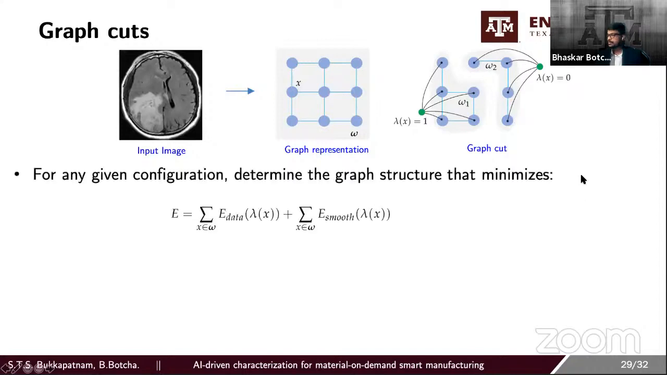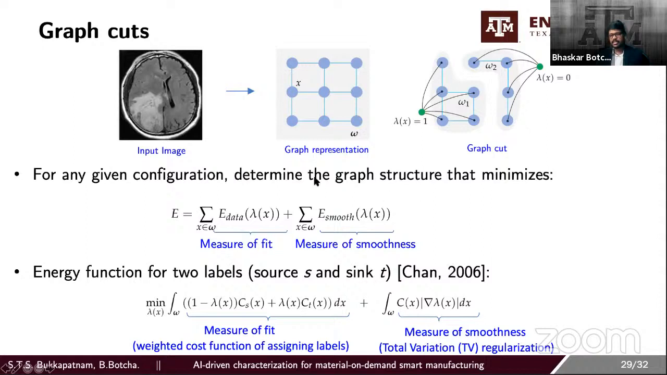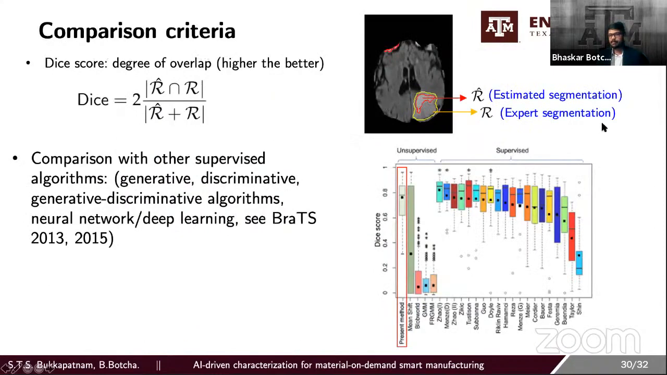So this is work done by one of my outgoing seniors, who has used a graph cuts based method where for any configuration, they determine the graph structure that minimizes the error in the measure of fit and the measure of smoothness. So this is a segmentation algorithm. Using these, he came up with a comparison criteria for different unsupervised methods and supervised methods.